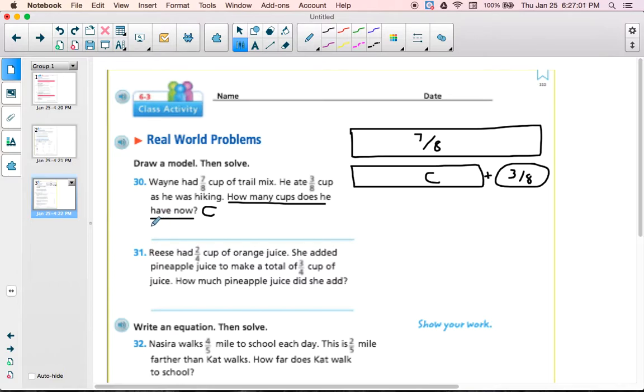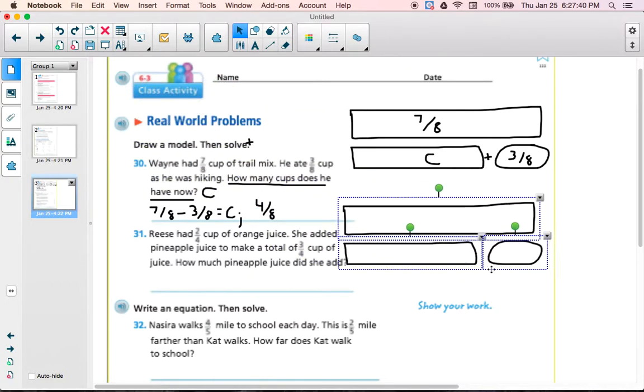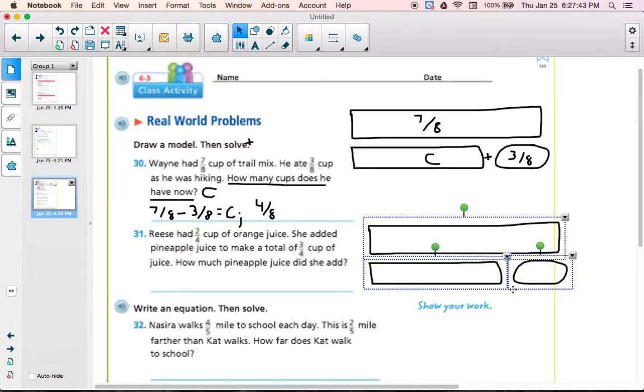So to find that out, I'm going to use inverse operations. 7/8, take away what he ate, 3/8 should tell me what he has left now. 7/8 minus 3/8 is 4/8. C equals 4/8 cup of trail mix. Now let's see if we can use the comparison bars again to solve this next problem.